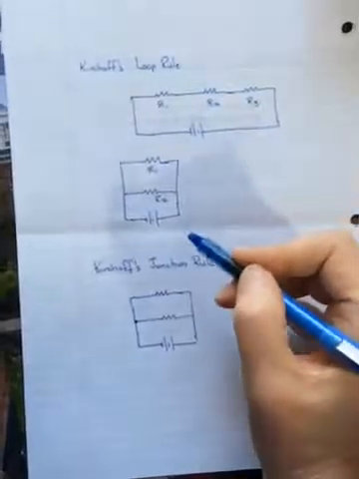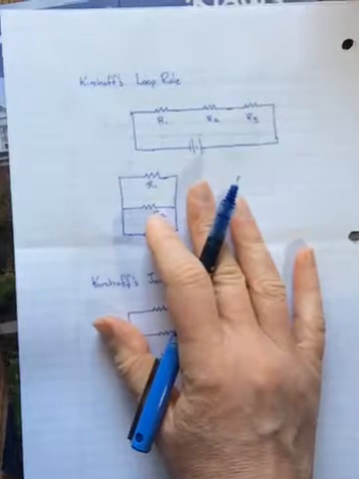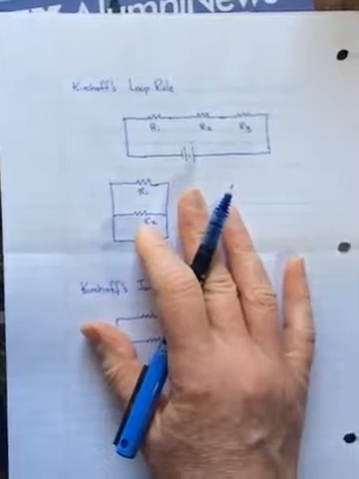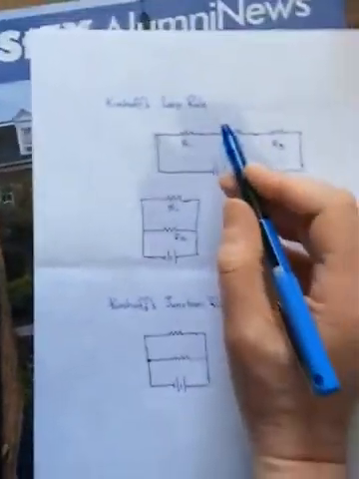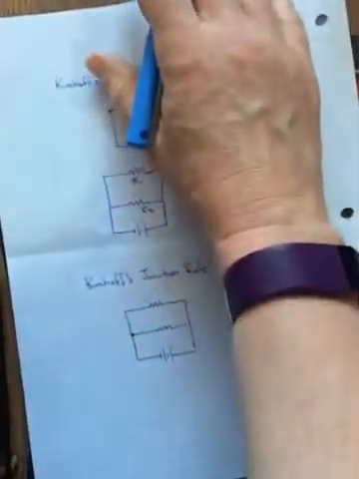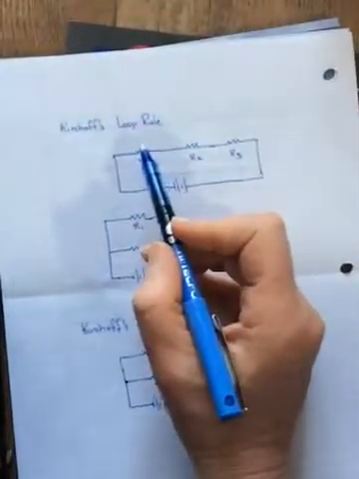Okay, only two things left. Kirchhoff's loop rule and Kirchhoff's junction rule. And the good news is we've been using both of them all along. In Kirchhoff's loop rule, Kirchhoff was a physicist that did a lot of work with circuits.